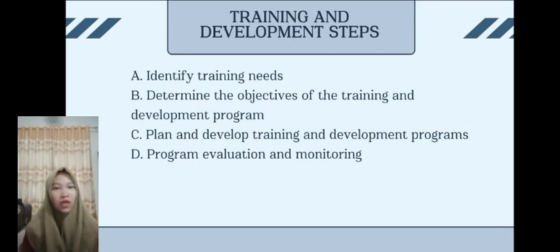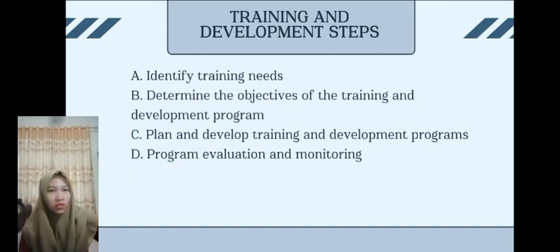And two, analyze job requirements. Organizations need to know the abilities and skill possessed by employees. Because if an employee is entrusted with a task or job but does not have the skill to support the job, then the employee needs training. And next step, no. This is stay in identify training needs.